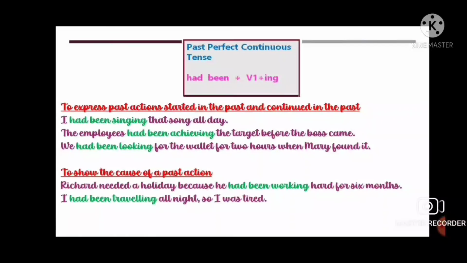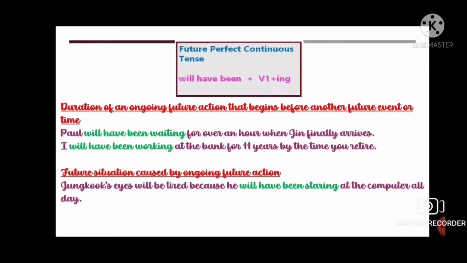It started in the past, got over in the past. But future perfect continuous tense is going to start in the future, and we also mention another activity which is going to happen in relation to that. How? Paul will have been waiting for over an hour when Jin finally arrives. So when Jin arrives, it would already have been an hour. He would already be waiting for an hour.